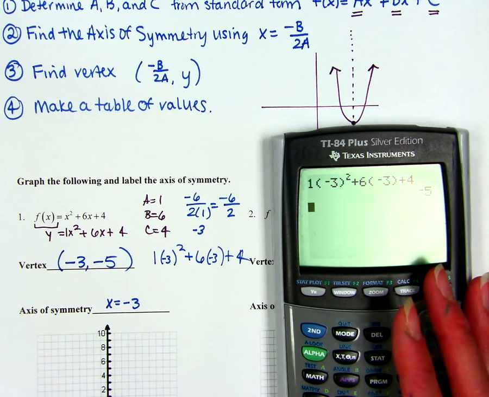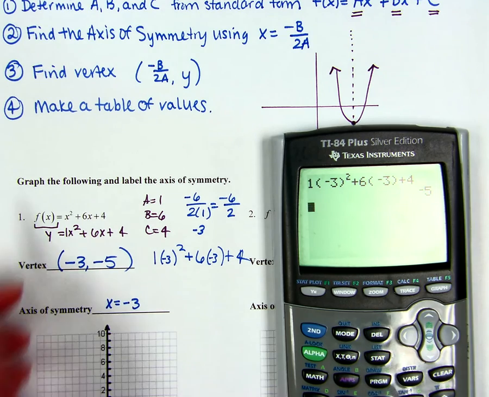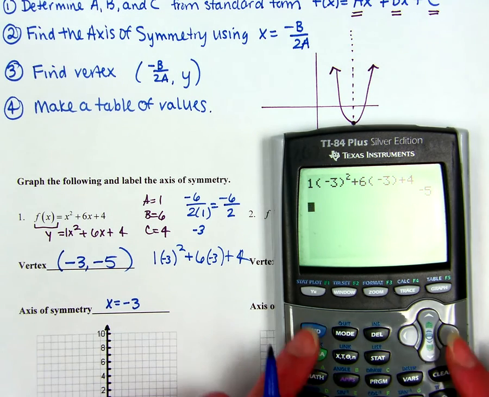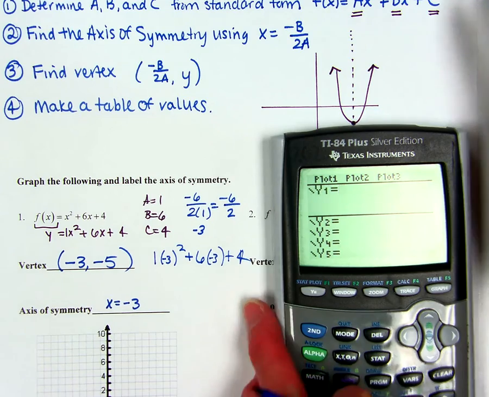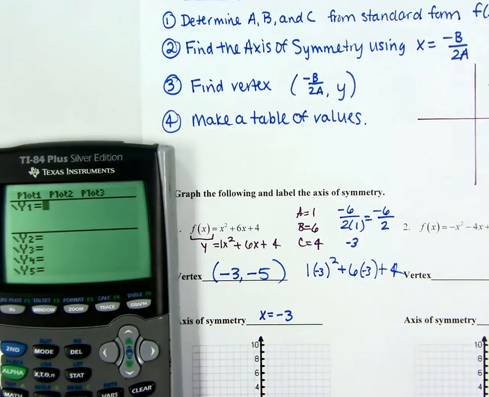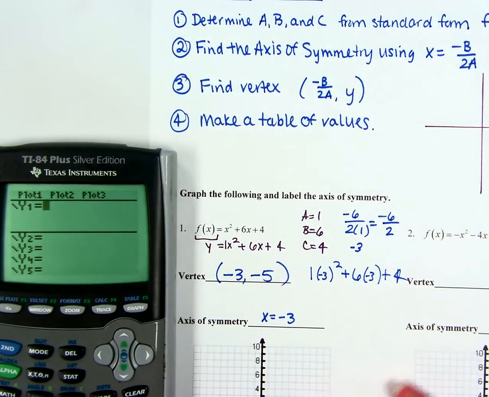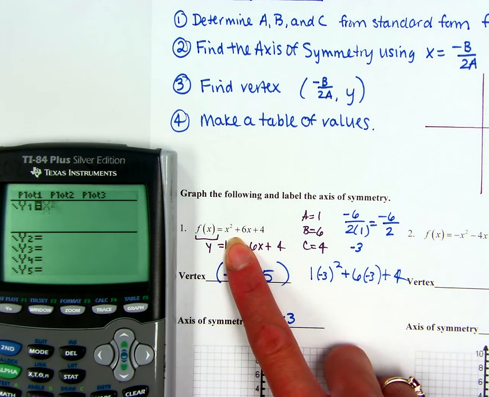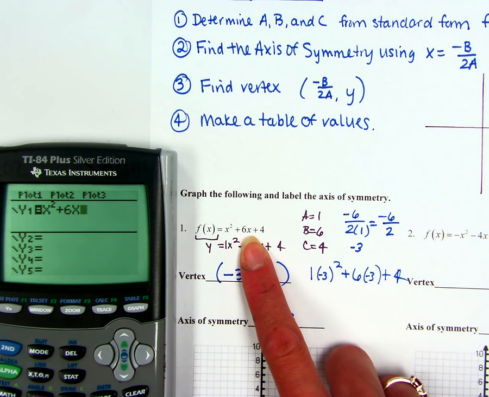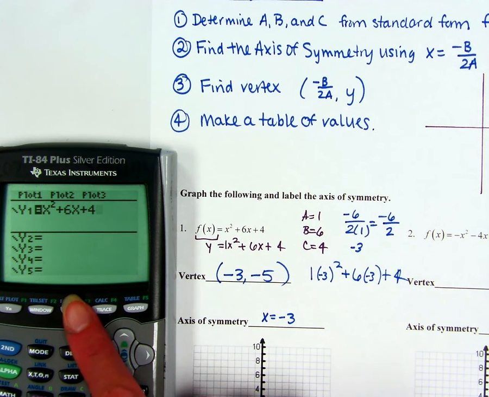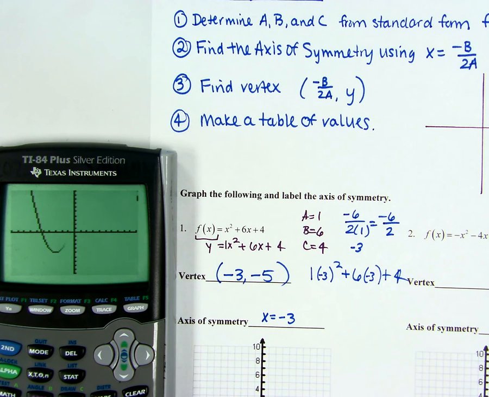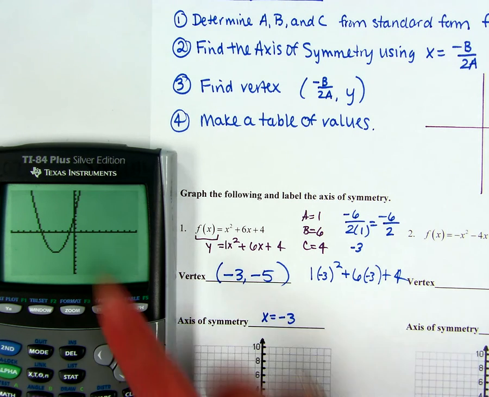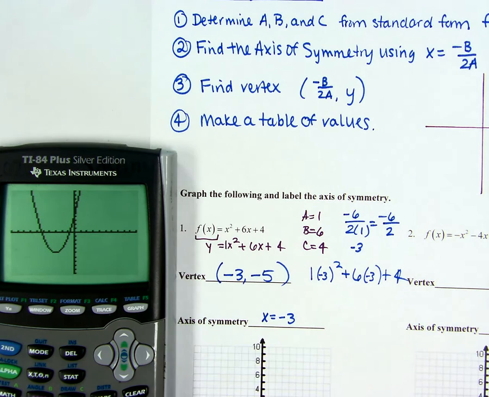Then you're going to make a table of values using your calculator. So I'm going to go to y equals. I need to put the equation in. My equation is, I'm just going to do x squared plus 6x plus 4. And then I'm going to either hit graph or I'm going to hit zoom 6 just to make sure that I have the standard window on here. All right, so we have a U-shaped parabola. It opens up.